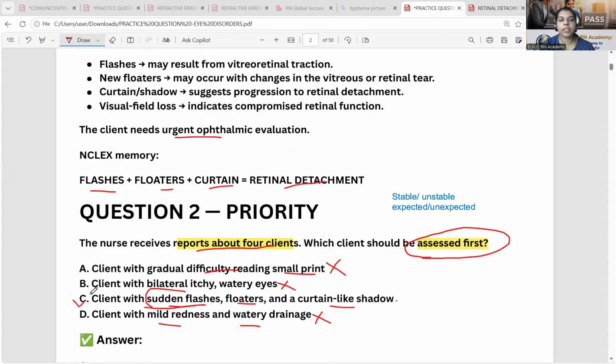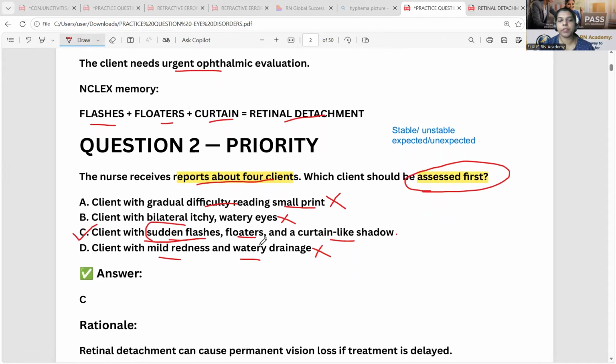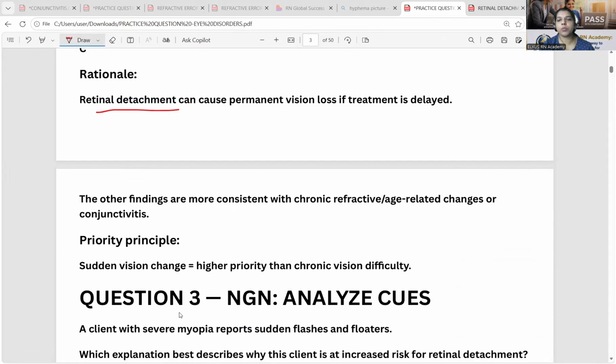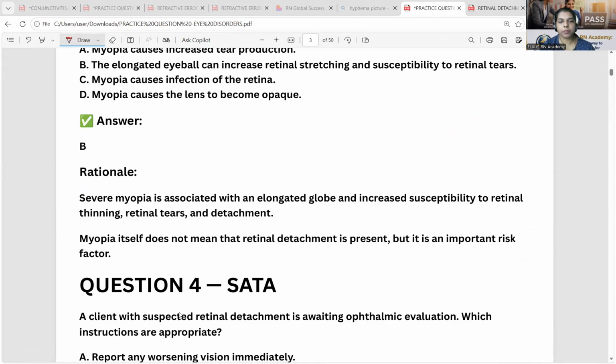While comparing all these four options, C is the correct answer, because here the patient is feeling sudden flashes of light, floaters, and a curtain-like shadow. So hope you understood this question analysis. We can check with the answer. Yes, of course, C is the answer, because the sudden onset of these symptoms can be an indicative sign of retinal detachment. Okay.